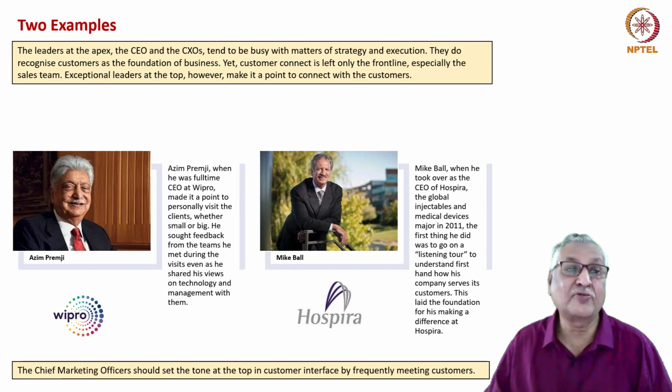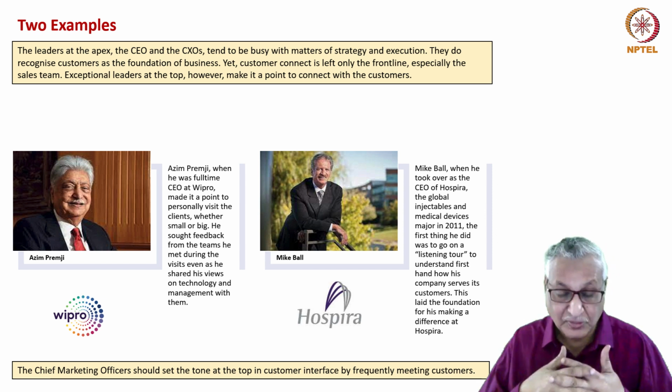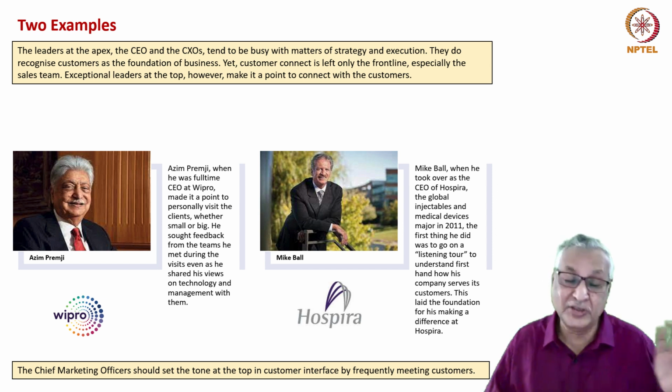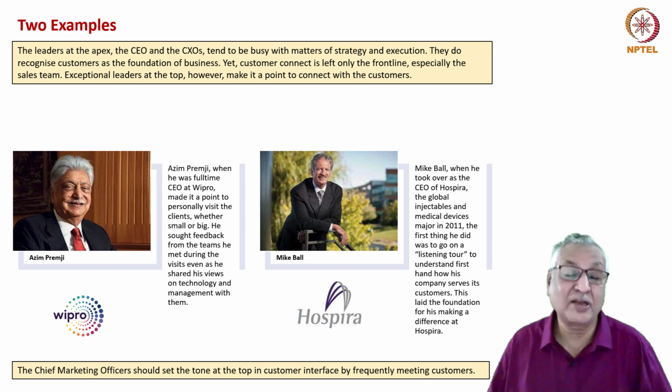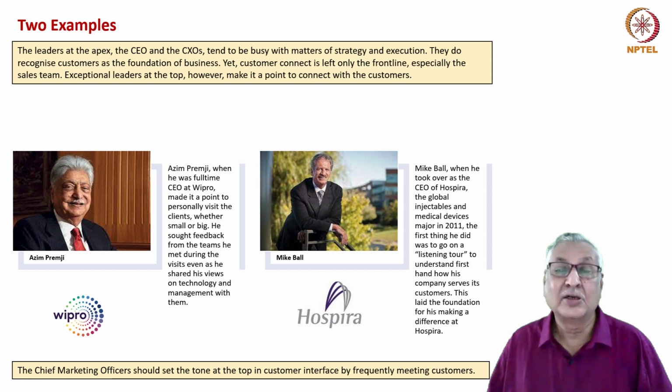There are two examples of the leaders at the apex, even in a pyramidal organization, attempting to be close to the customers. Typically, as we have seen in the earlier lectures, the prime activity of the CEO and the CXOs is in terms of setting the vision, strategy, and execution of the strategy. They do recognize customers as the foundation of business. However, they do not have time, the way their tasks are organized, to go into the field. Yet, it is important that the leaders participate in the programs of customer connect. Exceptional leaders at the top have proved that they can spend time to connect with the customers. I have two examples here.